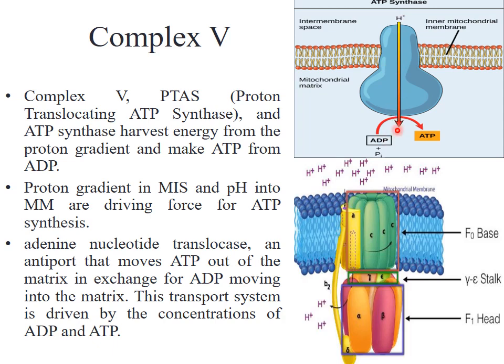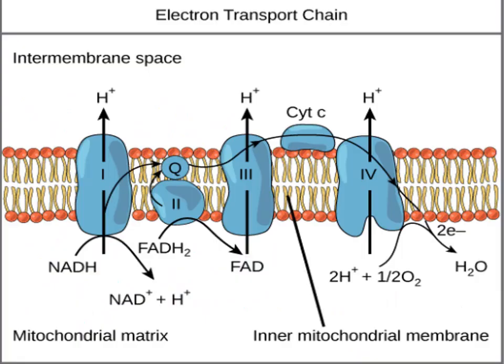And when protons enter the matrix, ADP and phosphate are the two molecules on which ATP synthesis is dependent at complex 5. If these two are not present, then the whole process of electron transport will be shut down. So when protons come inside in the presence of ADP and Pi, it gets converted into ATP. So this is the whole process of the transport chain.